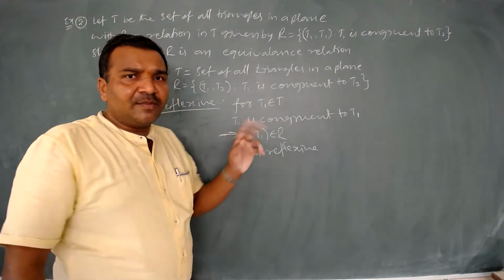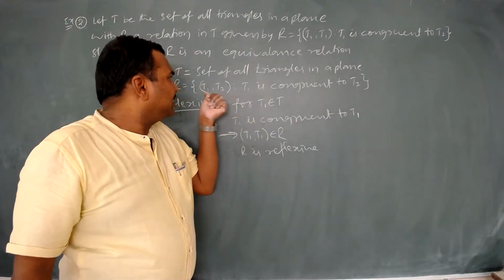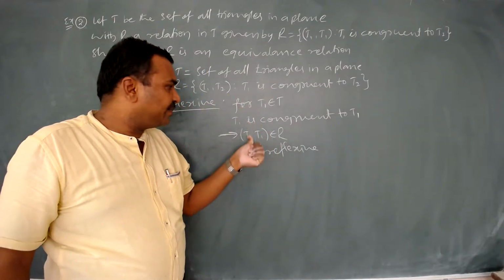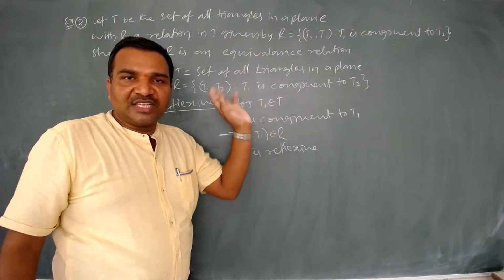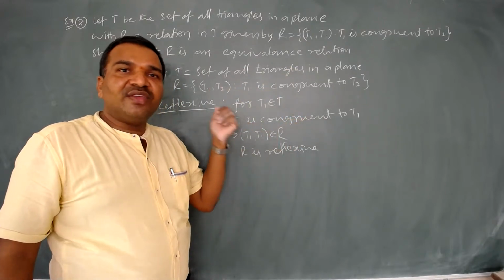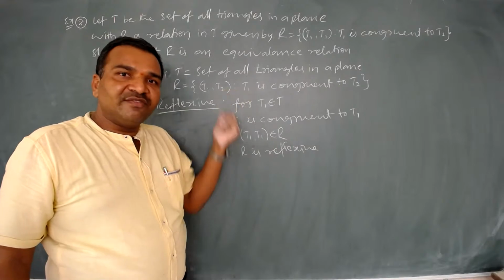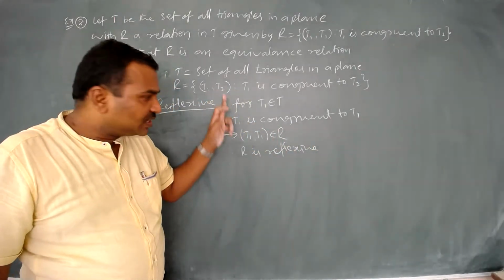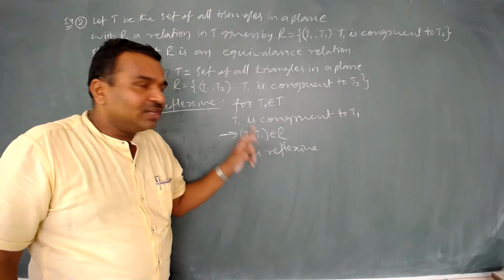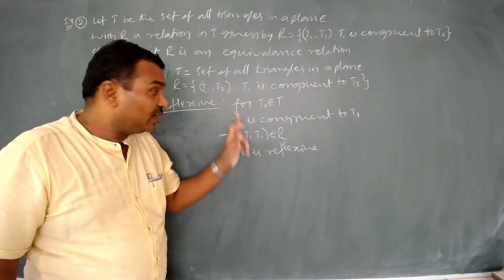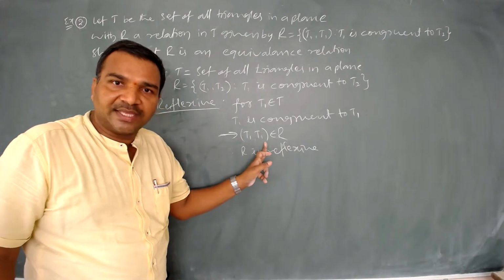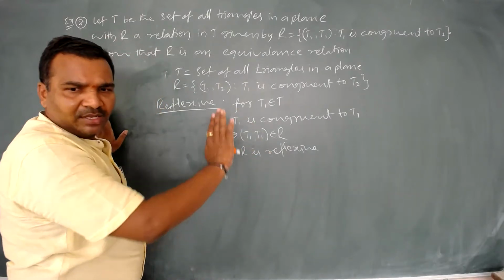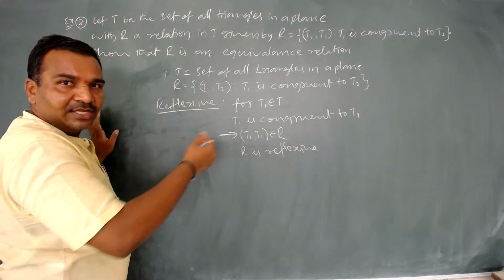Actually, reflexive means A comma A belongs to R. So the elements are in the form of T1 comma T2. That's why I am taking T1 comma T1. If X comma Y, then X comma X. If P comma Q, then we can say P comma P like that. Here it is in T1 comma T2 form. That's why I have taken T1 comma T1. If it is in the form of A comma B, then we have to prove A comma A belongs to R, like that. Okay, just symbols. The concept is the same. Symbols may change.